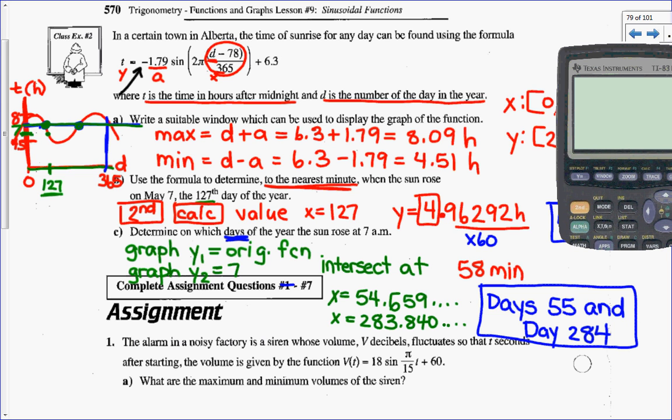All right, we are going to edit this assignment a little bit. I would like you to do questions 1, 3, 6, and 7 so that you get experience with these questions and modeling actual situations that have a repeating period to them with sine and cosine functions.